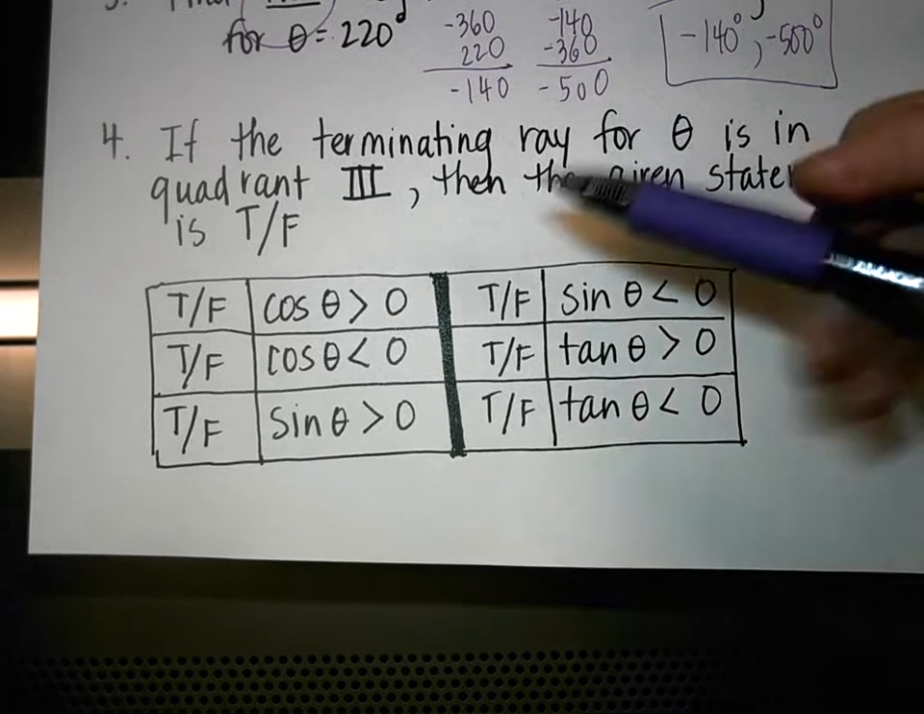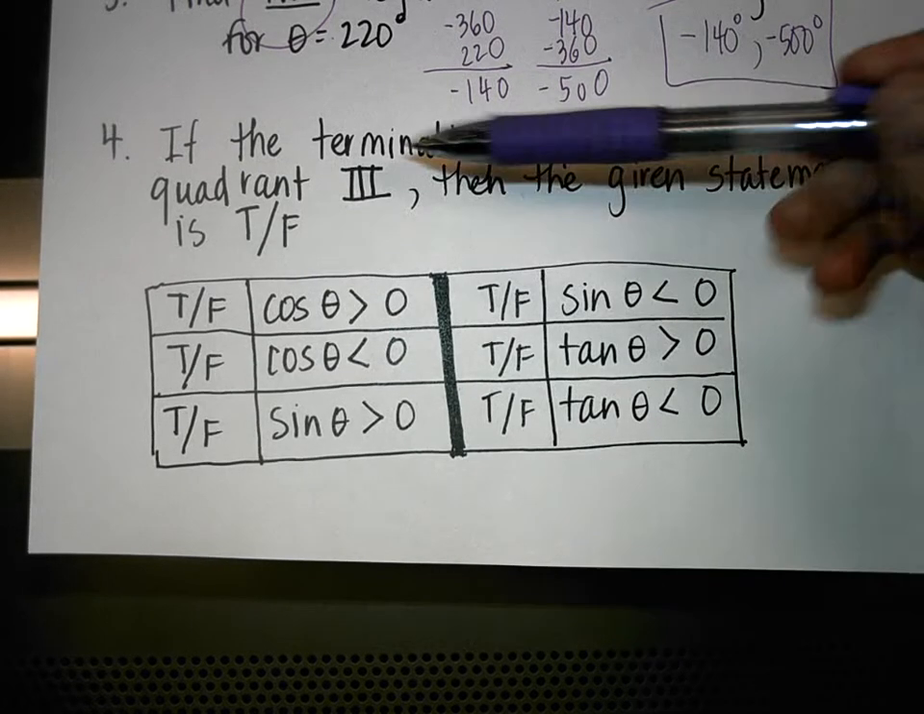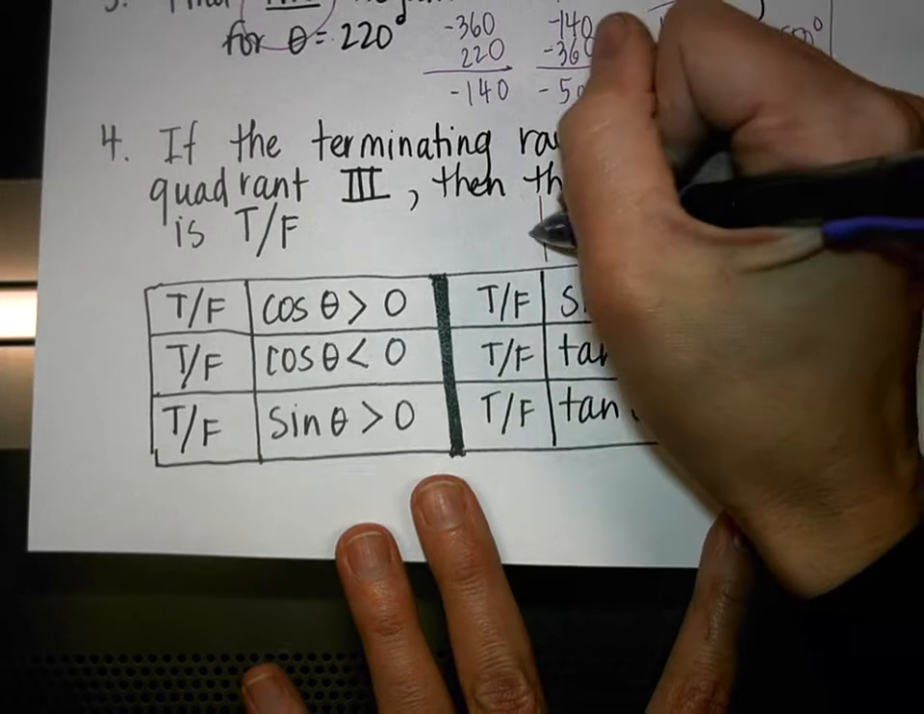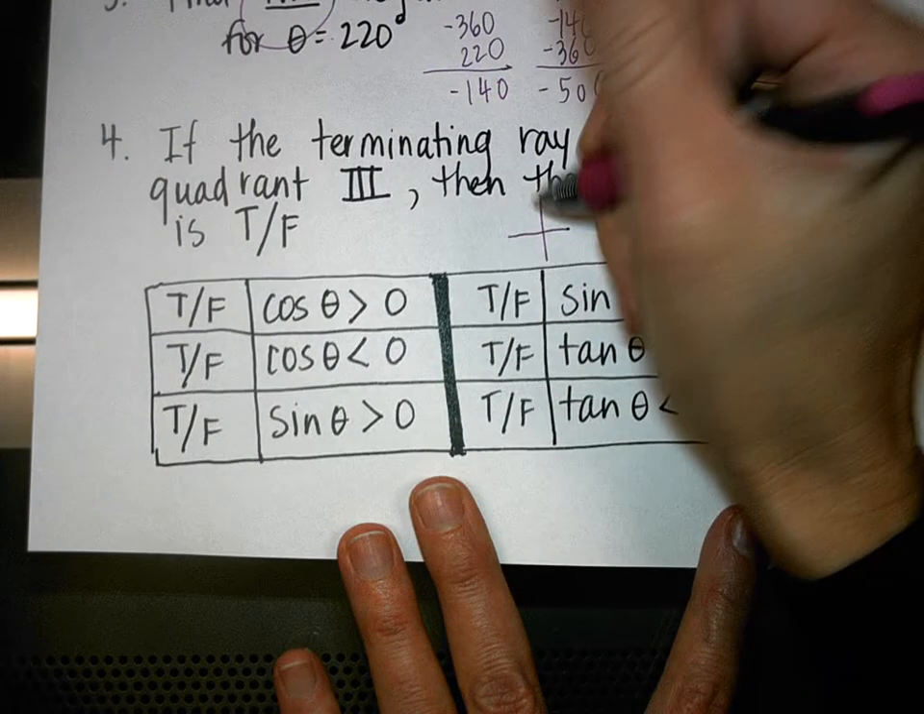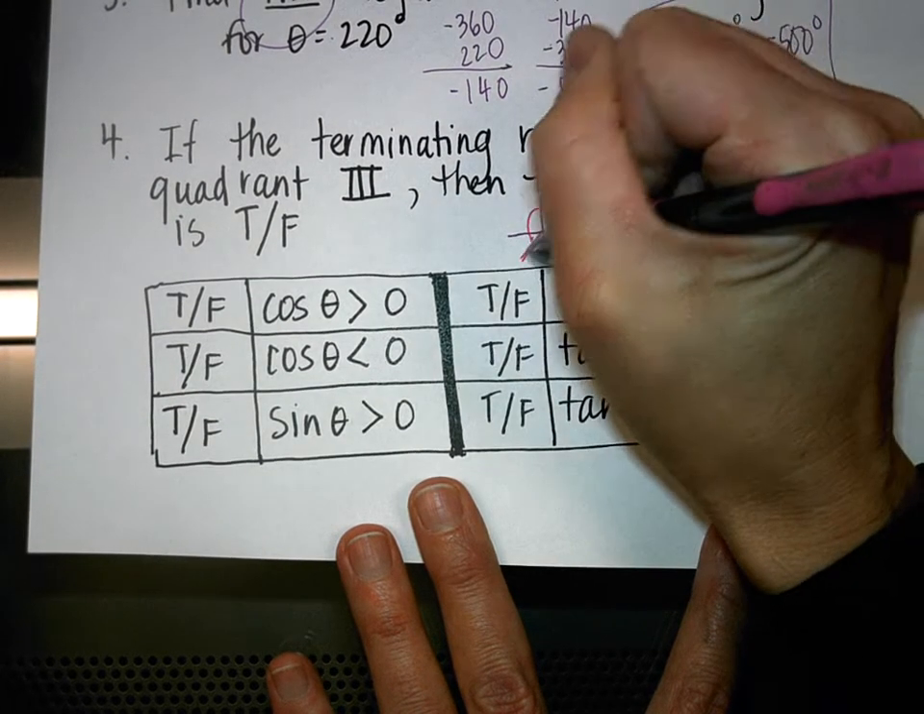Number 4, it says if the terminating ray for theta is in quadrant 3, so if I were drawing a picture here, the terminating ray is in quadrant 3, which is down here.